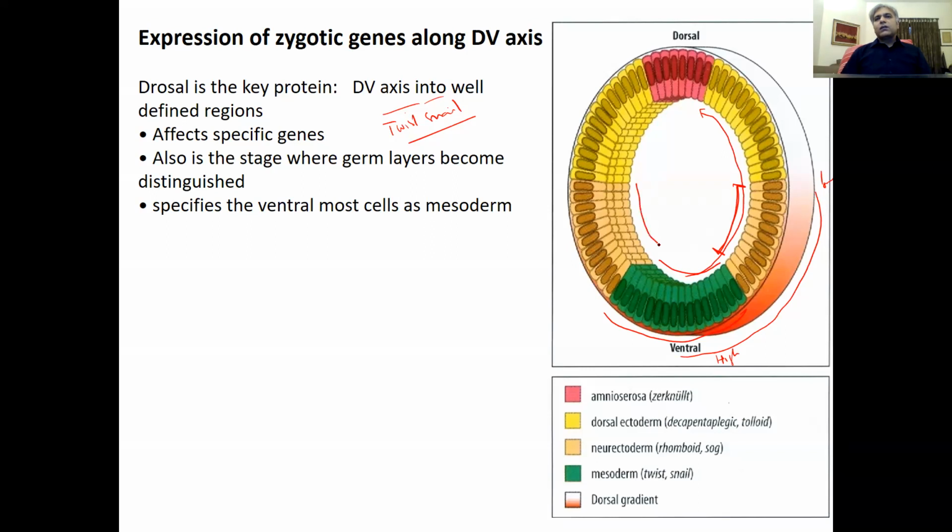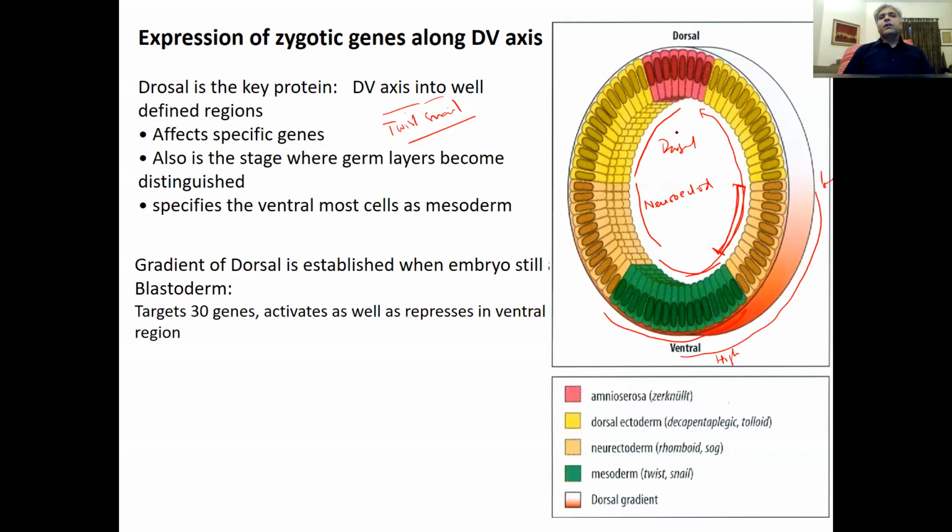These ones, on both sides, you see there's symmetry. This is neuroectoderm. This is part of ectoderm. And this yellow one is dorsal ectoderm. Okay. Now, due to gradient of dorsal, there are nearly 30 genes which are affected. And all this is happening, movement of dorsal within the nuclei. All this is still happening when cells are in syncytial blastoderm stage. They are not yet cellularized.